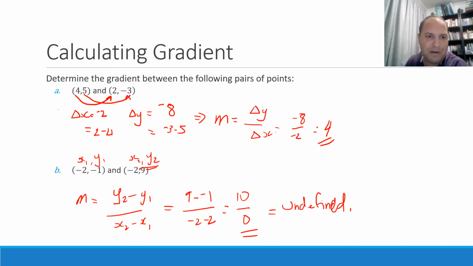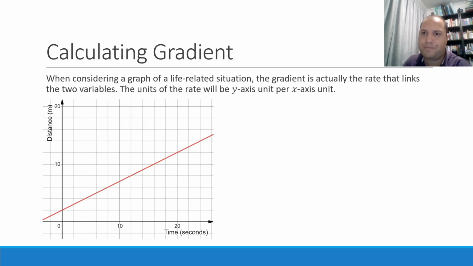And that makes sense. We've got our points here, -2, -1, and -2, 9. That's going to be a vertical line. Where there's -2, there's -1, and then let's say 9's up here. And there's my vertical line with an undefined gradient.